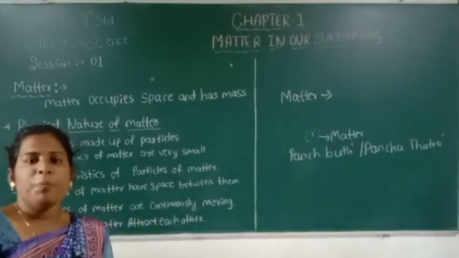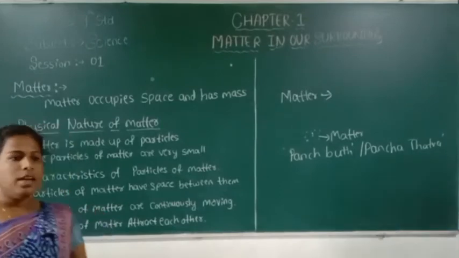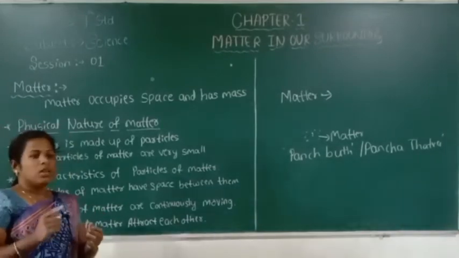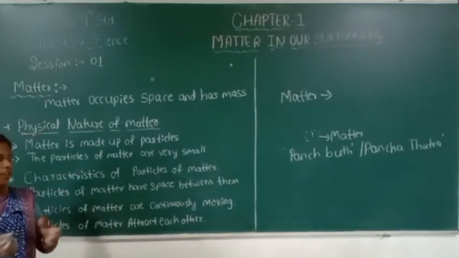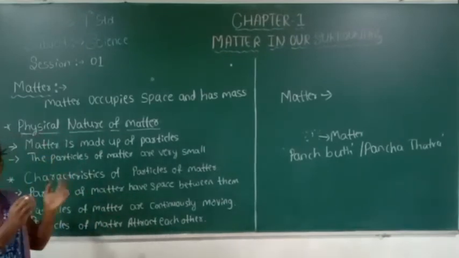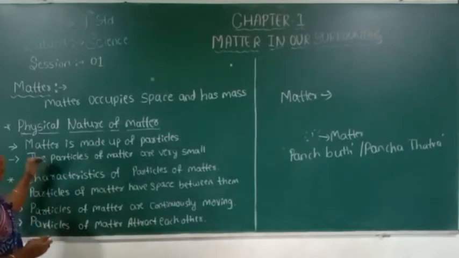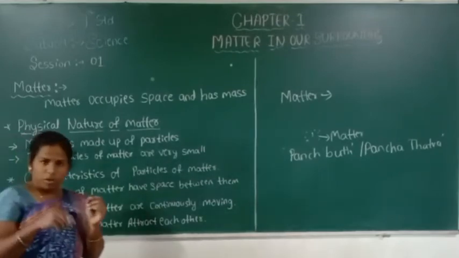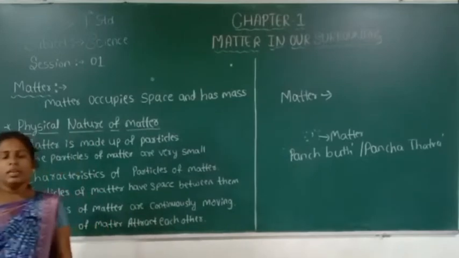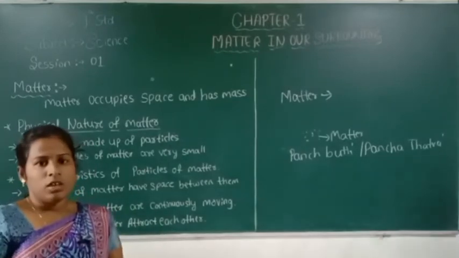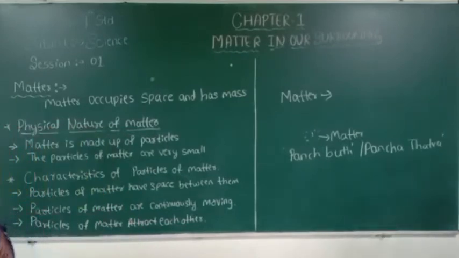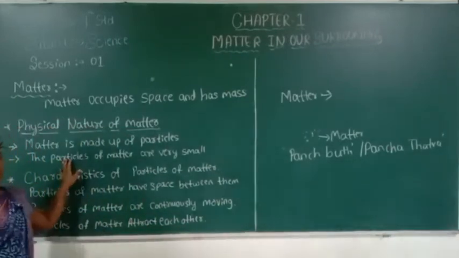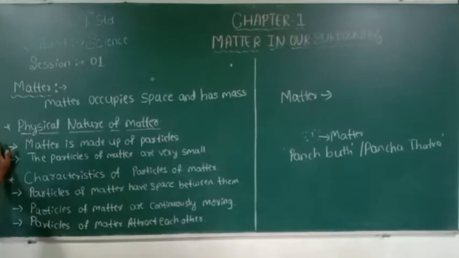So we prepare tea, coffee and juice in our home. We mix sugar, tea powder and milk together. They mix together because the particles of matter are very small. When we heat it, they combine and mix very well. So now, have you understood this? So, the physical nature of matter.